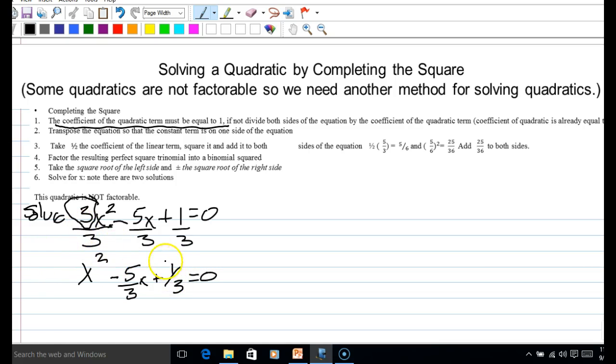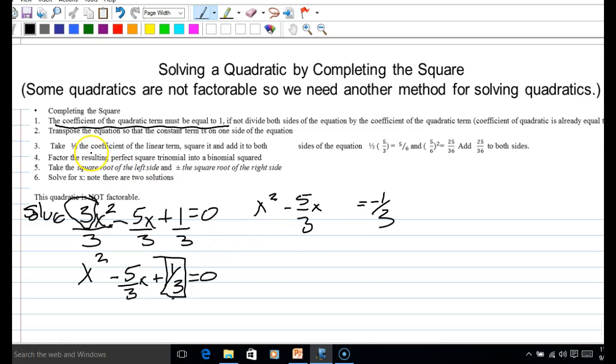Now I've got to transpose the constant term so that it's on the other side of the equation. So I've got to subtract 1/3 from both sides of the equation. That gives me x squared minus 5/3 x is equal to negative 1/3. If I subtract 1/3 from this side, the plus 1/3 minus 1/3 will undo each other. And if I subtract 1/3 from 0, that gives me minus 1/3.